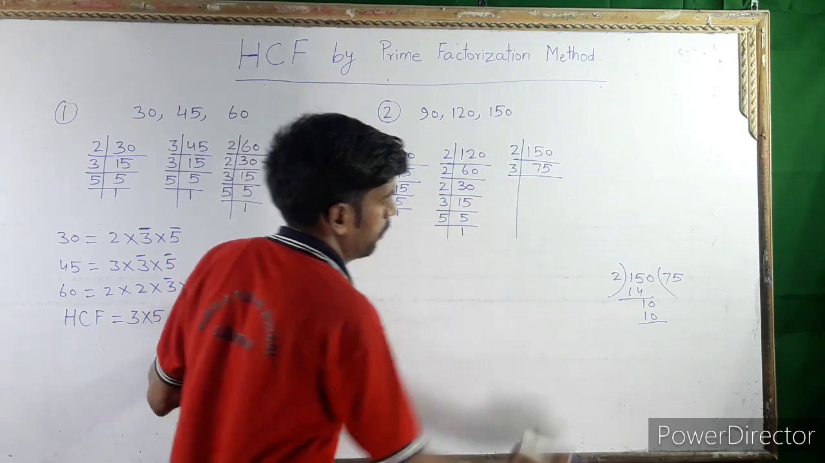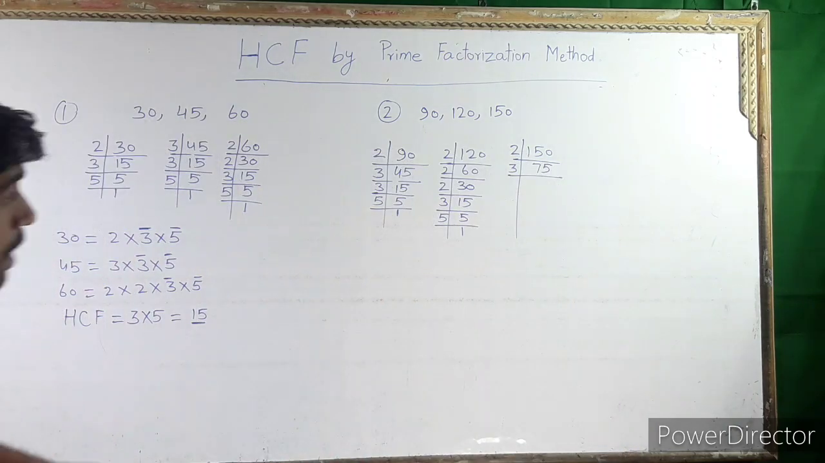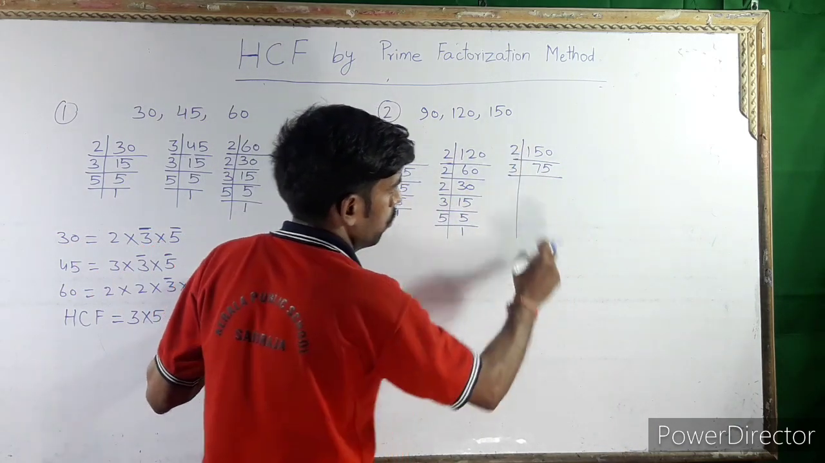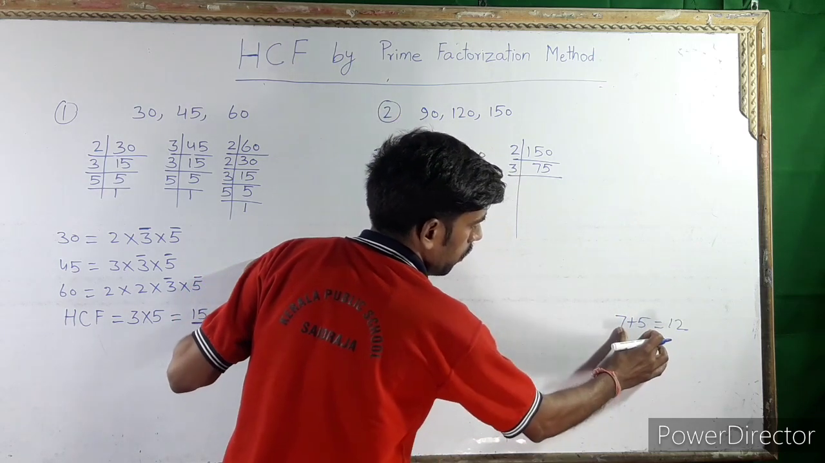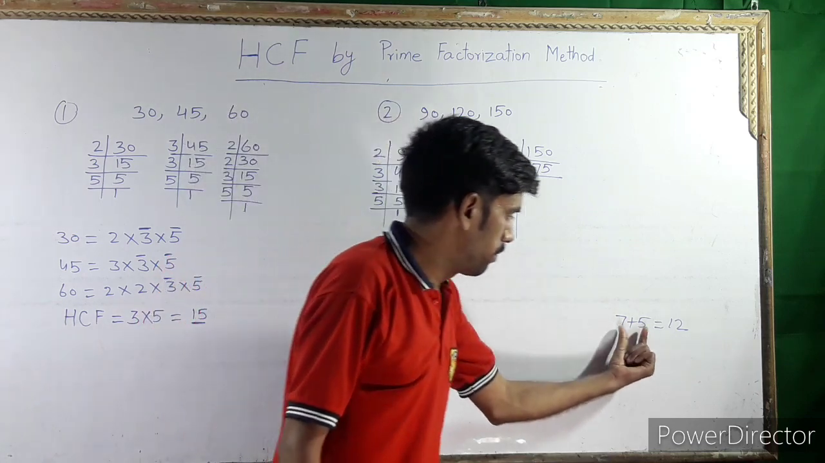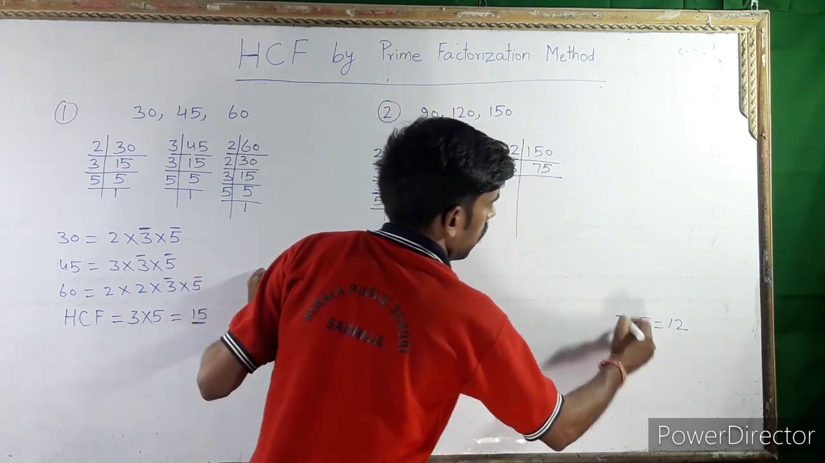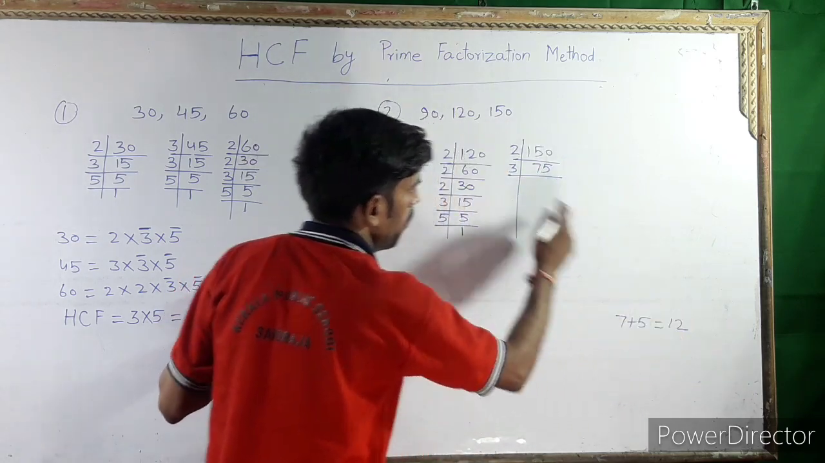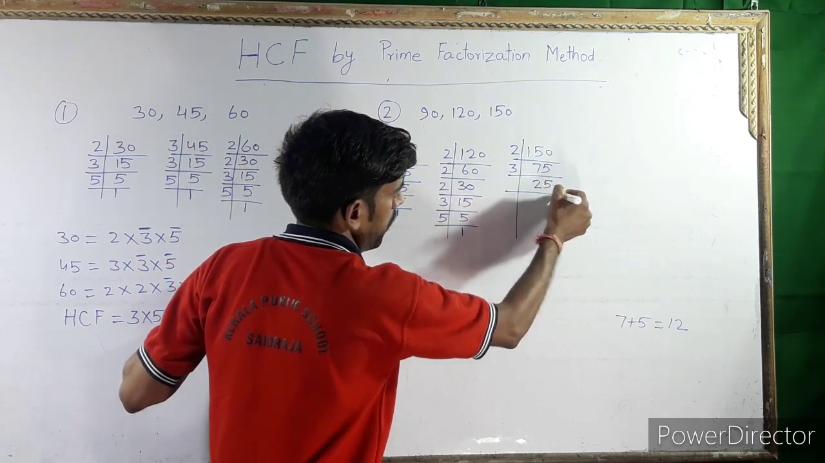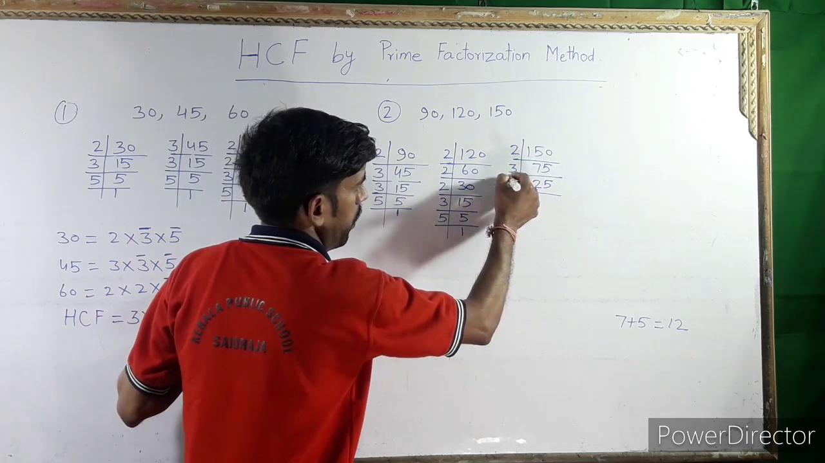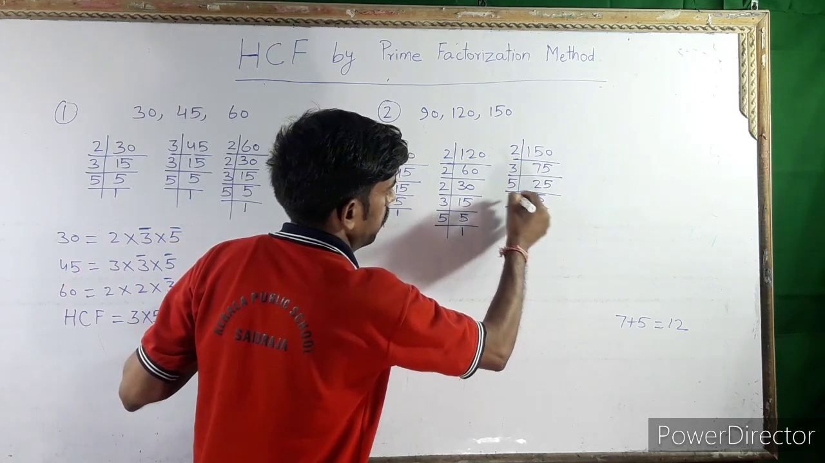Now take 3, because 75 is not divisible by 2. So take 3. 7 plus 5 is equal to 12. The sum of the digits of the given number is 12, so the given number 75 is divisible by 3. 3 twos are 6, 3 fives are 15. 25 times. Now take 5. 5 fives are 25 and 5 one time.